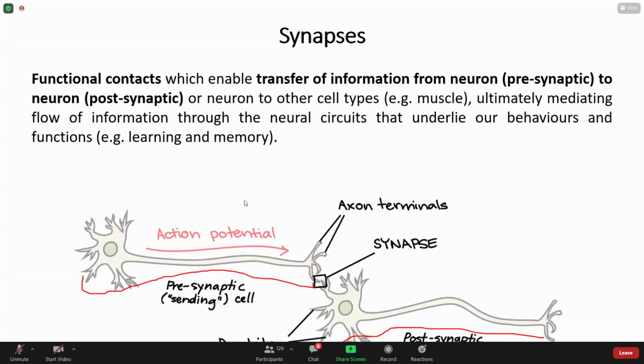The sending neuron will be communicating with the postsynaptic neuron, or the receiving neuron, at this site here, which is what we call a synapse. The sending neuron in this case would be called the presynaptic neuron, and the receiving neuron would be called the postsynaptic neuron. So it's very simple. A synapse basically is the functional contact, and the main purpose is to transfer the information from the presynaptic neuron into the postsynaptic neuron.